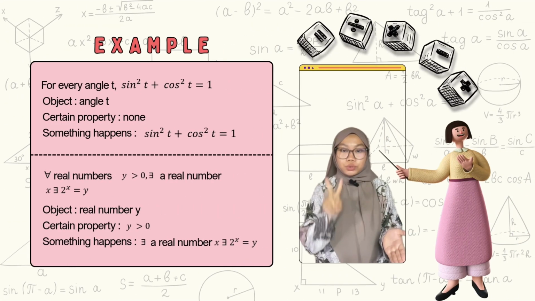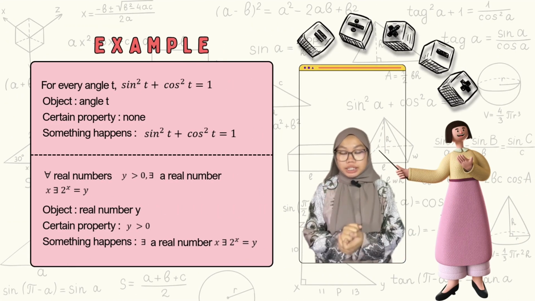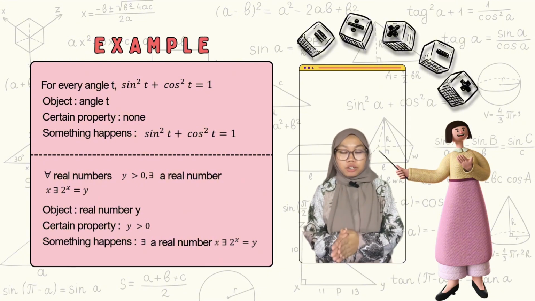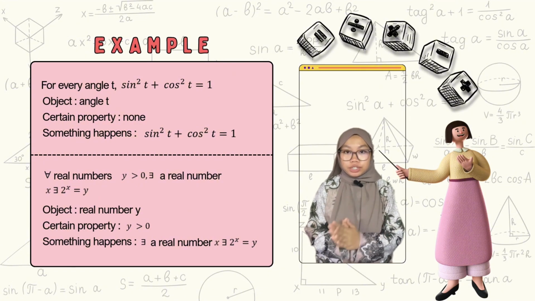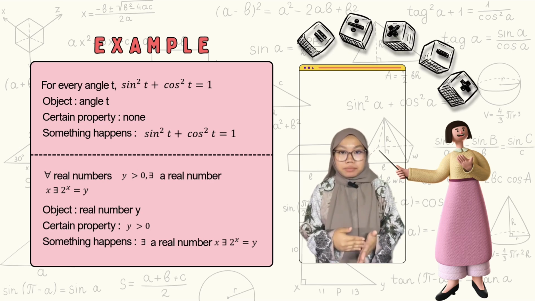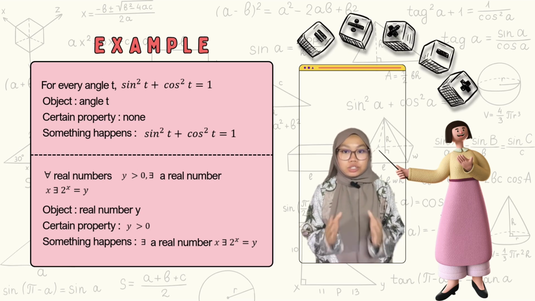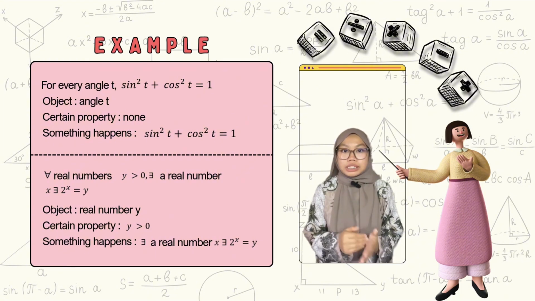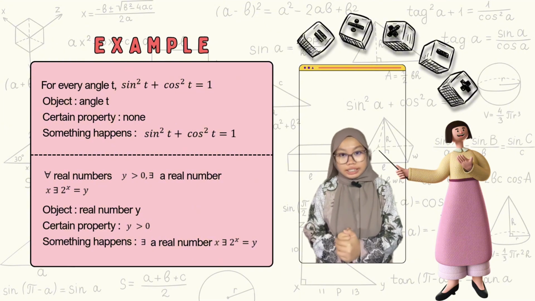This slide shows two examples of mathematical statements. First example: for every angle t, the square of sine of t plus the square of cosine of t is equal to 1. The object in this statement is the angle t. There is no specific condition, so this applies to all angles. What happens is that the square of sine t added to the square of cosine t always gives 1. So, this statement tells us that this relationship is true for every angle.